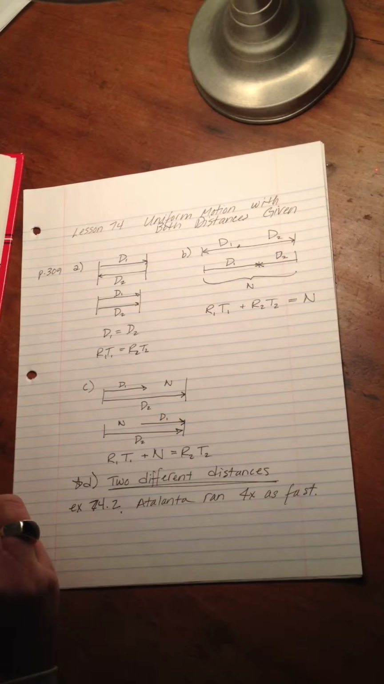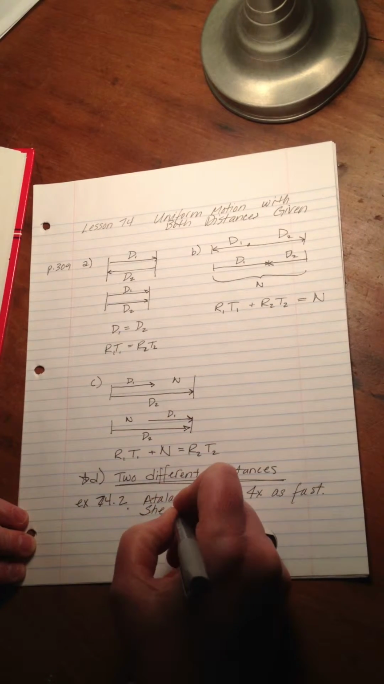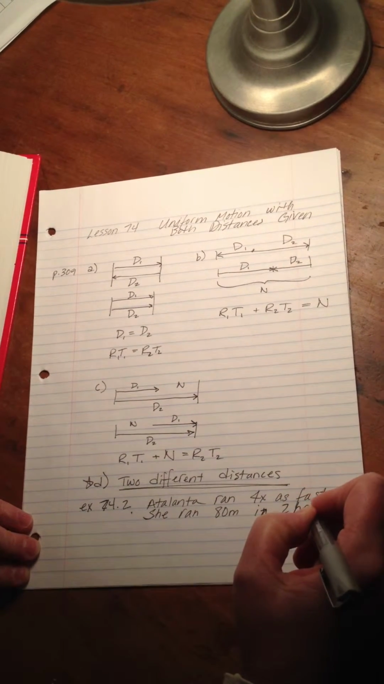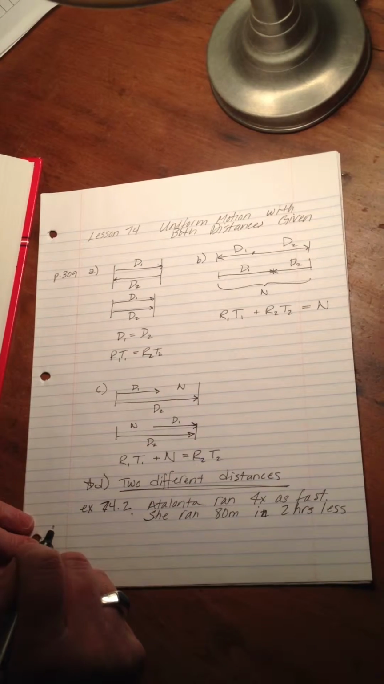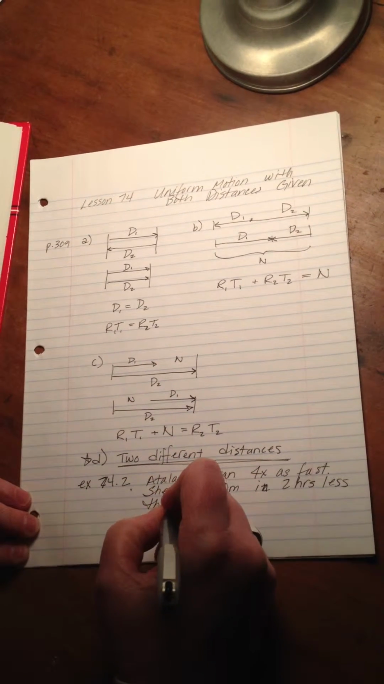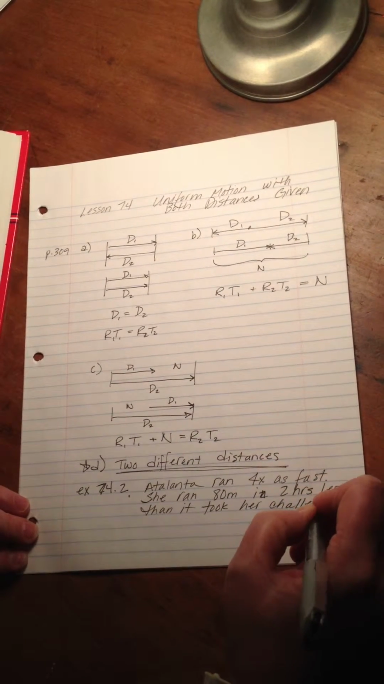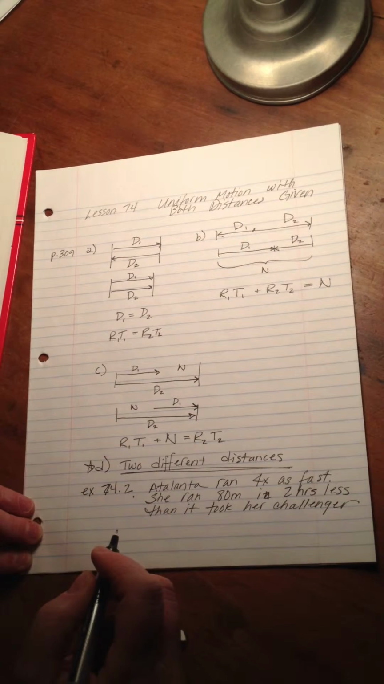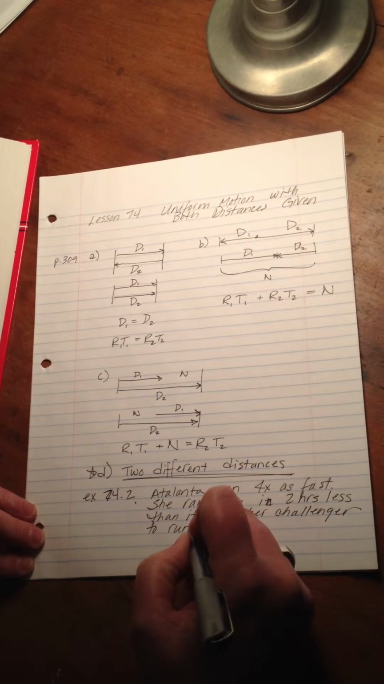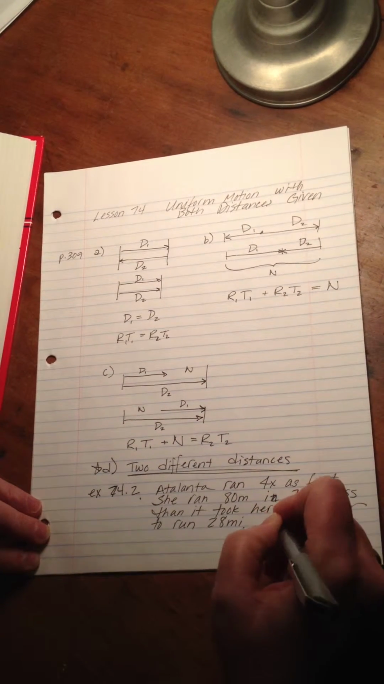I'm simplifying the notes for this a little bit. In fact, she ran 80 miles in 2 hours less than it took her challenger to run 28 miles. You don't necessarily have to copy this. This is right in the book. But I want to write it down so that I can underline and circle key pieces of information as we go. How fast did each of them run?